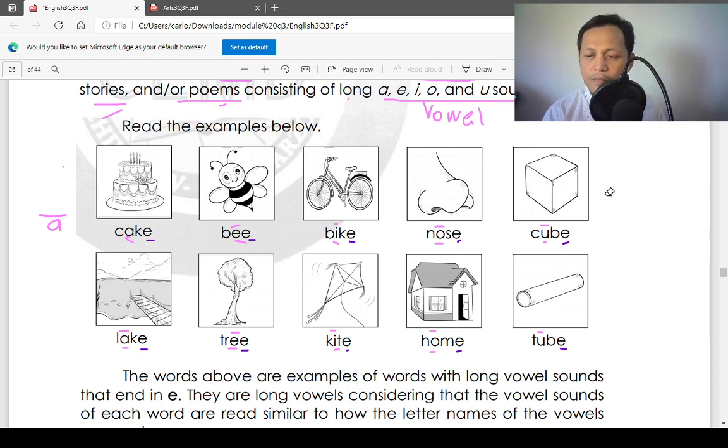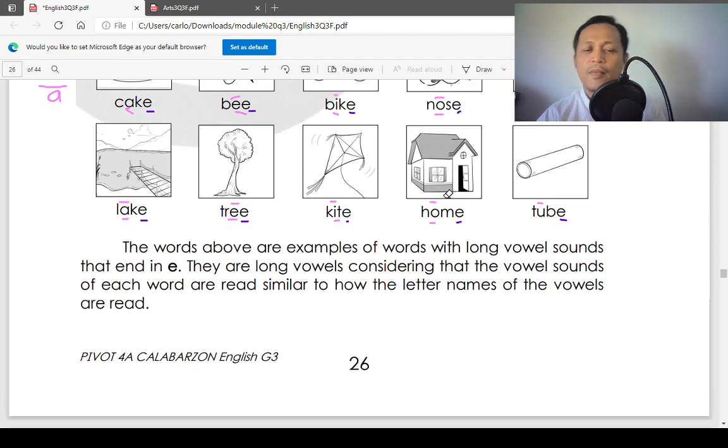Now, how to identify the long vowel sound, or how do we know that the vowel will be read longer? How can we identify the long vowels in the words? Now here is the explanation, guys. The words above are examples of words with long vowel sounds that end in E.